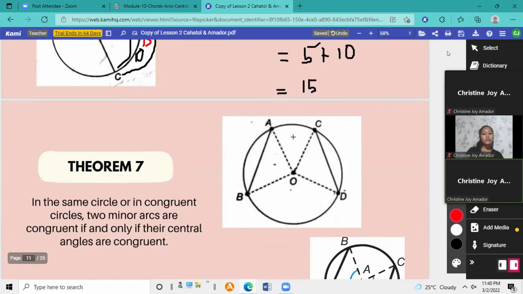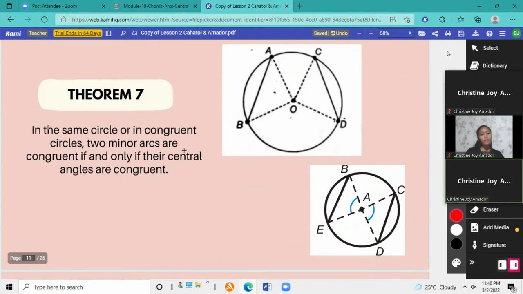Now let us proceed to theorem 7. Theorem 7 states that in the same circle or in congruent circles, two minor arcs are congruent if and only if their central angles are congruent. We already know what central angles are, right? A central angle's vertex is the center of the circle and its sides are the radii of the circle.